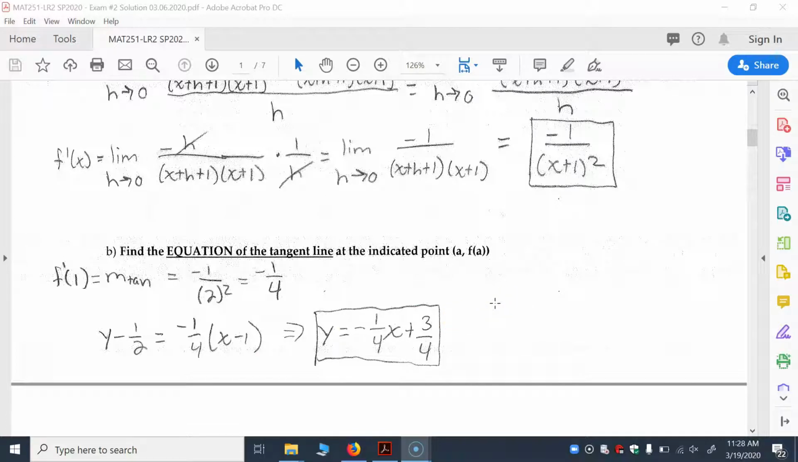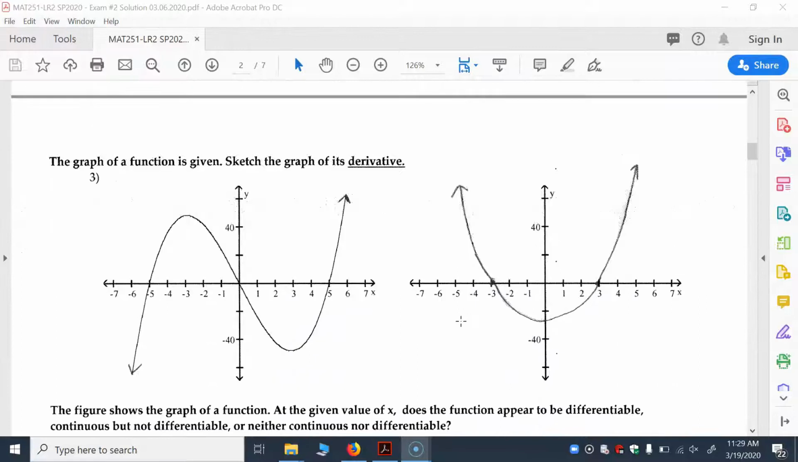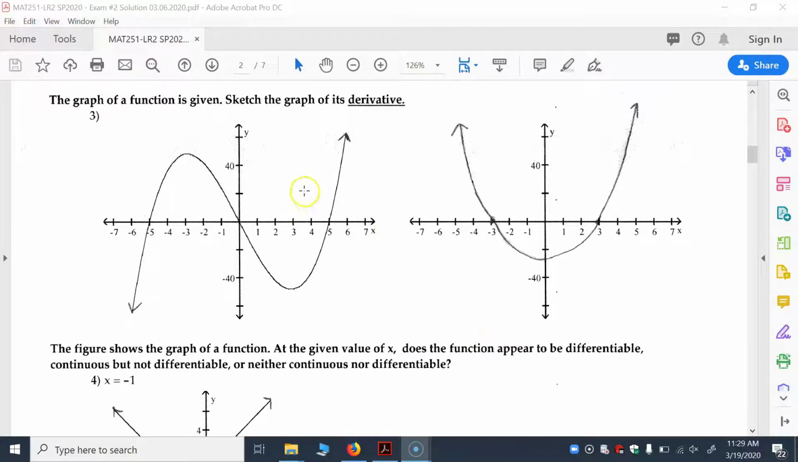So now we're done with the derivative formula. From this point forward, we don't want to use that formula to find derivatives. But before we get to that, we'll look at a couple derivative concepts. The graph of a function is given. Sketch the graph of its derivative.